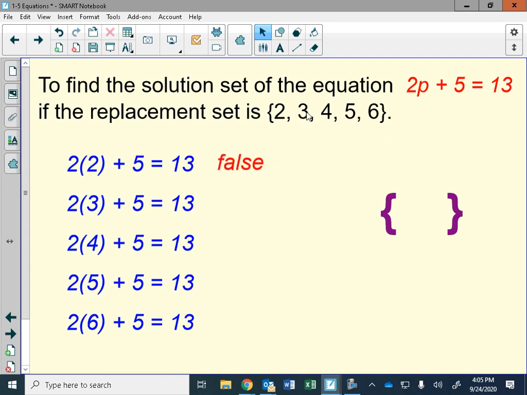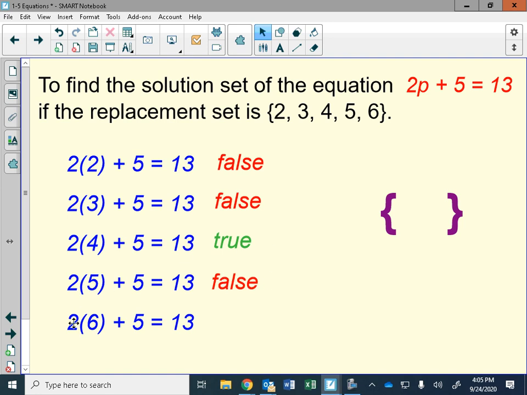If we take the 3 from the replacement set and plug it in, 2 times 3 is 6, plus 5 is 11, not 13, so that as well is a false statement. When we take the 4 and plug it in, 2 times 4 is 8, 8 plus 5 is 13, so that happens to be a true statement. We'll keep going to see if any of these others will work. We'll take the 5 and plug it in. 2 times 5 is 10, plus 5 is 15, not 13, so that's a false statement.